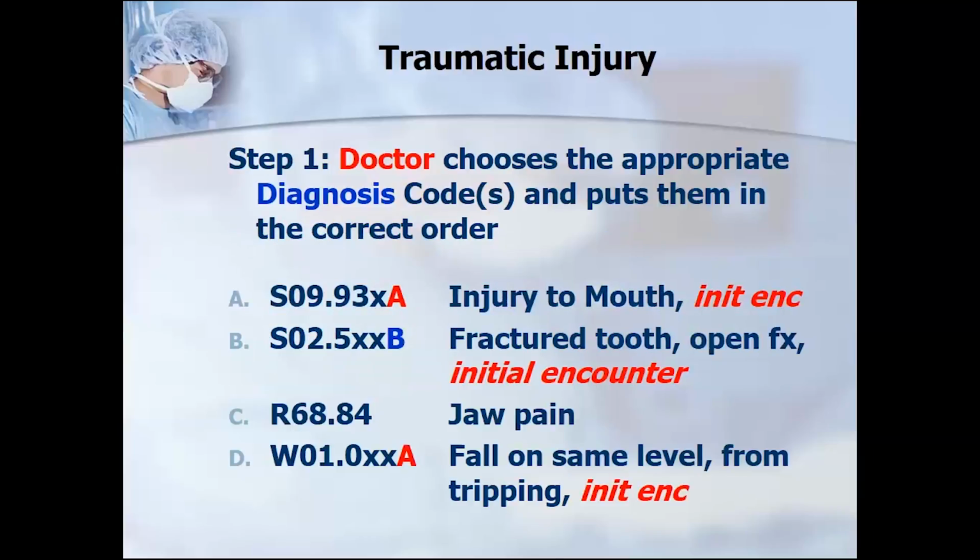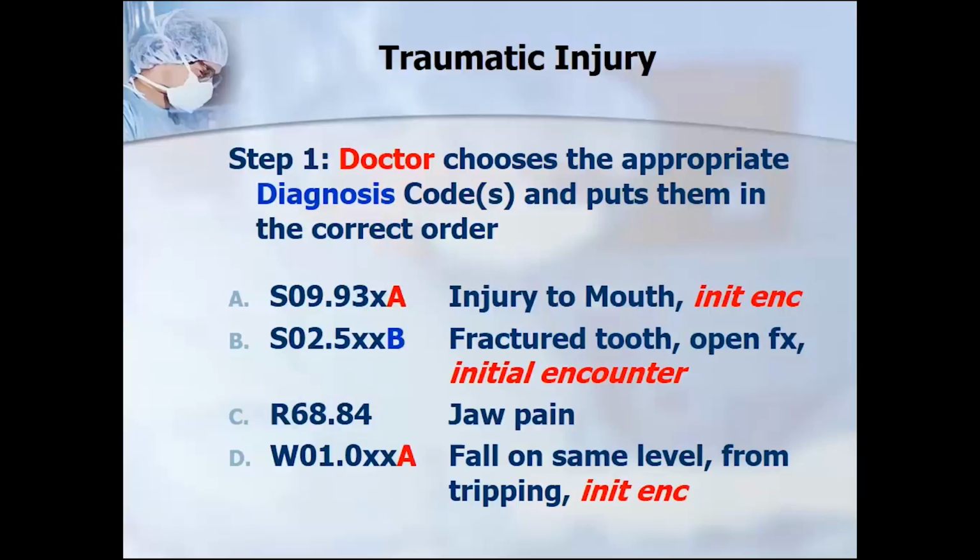So, here we go. Step 1, doctor chooses the appropriate diagnosis codes. Remember, any traumatic injury to mouth is the first code. In this case, the last character is an A to indicate it's the initial encounter. The next code is fractured tooth. It's an open fracture since the tooth fragments were lost. So open fracture, the last character is a B for the initial encounter.